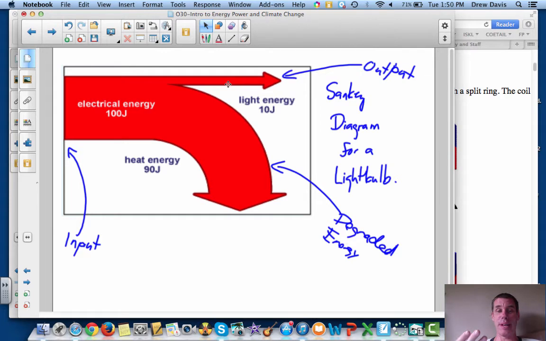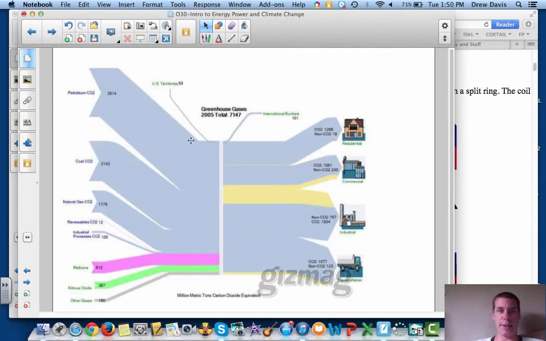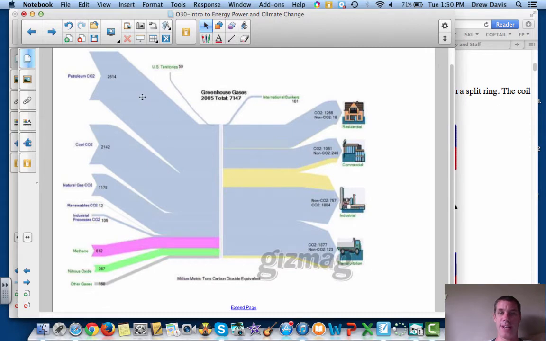And so therefore, a light bulb is a remarkably inefficient device, which is why your parents are always after you to shut the lights off when you leave the room, because they're being charged for the electricity that you're not using. I mean, even when you're in there, you're only using 10% of what they're paying for, and if you leave the room, it's a lot more. It's 100%. Here's a much more advanced Sankey diagram.